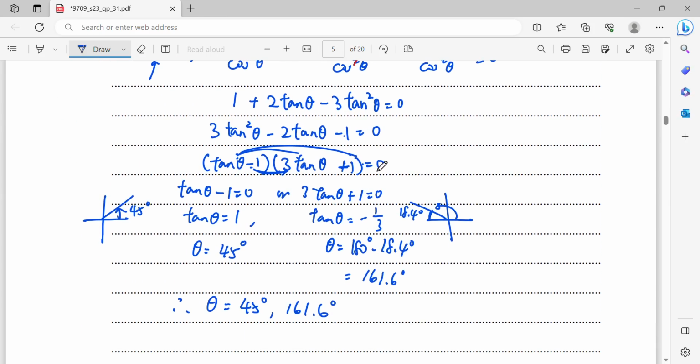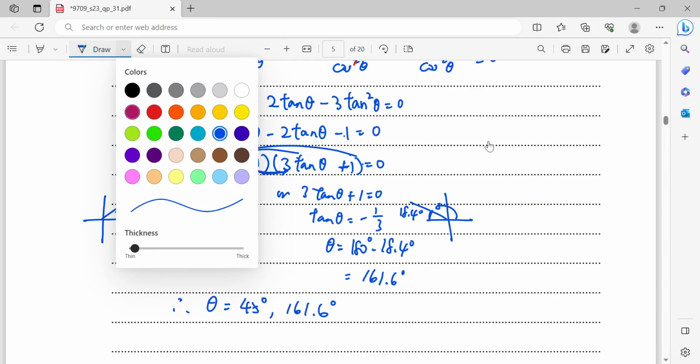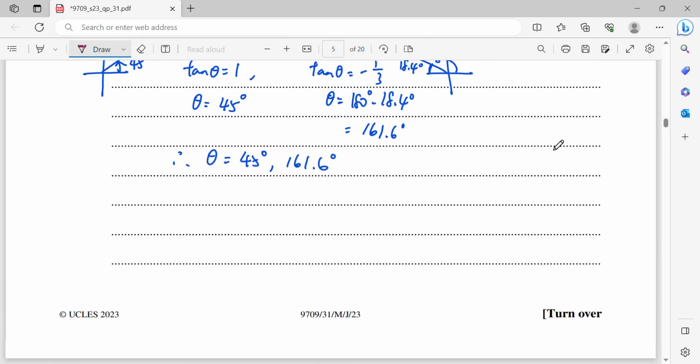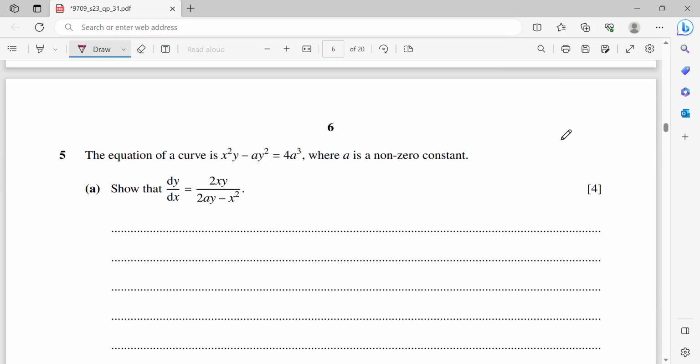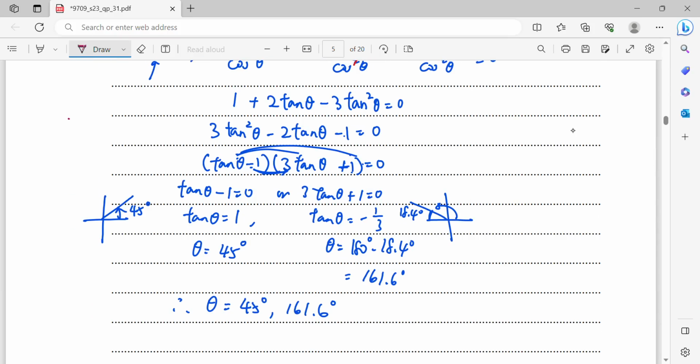Alright, so now I'm going to show you the second method to solve this. So the second method is basically using the factorization. Okay, so let me check. Alright, maybe I will just show you here. Now, the second method, this is the second method.